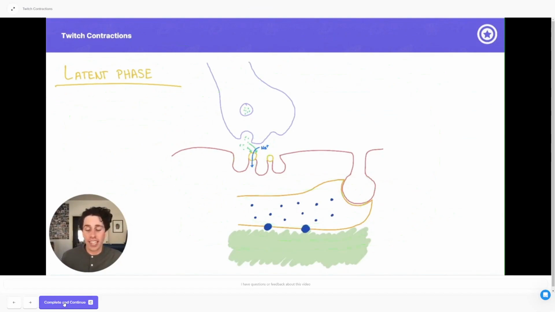And so in the latent phase, that action potential is going to send, and remember with the all or nothing principle, it has to reach that certain depolarization for the action potential to send. But if that potential is reached, all these calcium ions will then be released, and those will go down into the sarcoplasm, which we see right down here. And so that's what's happening in the latent phase, is basically the release of these calcium ions from the sarcoplasmic reticulum down into the sarcoplasm. So that's going to be what is happening in the latent phase.